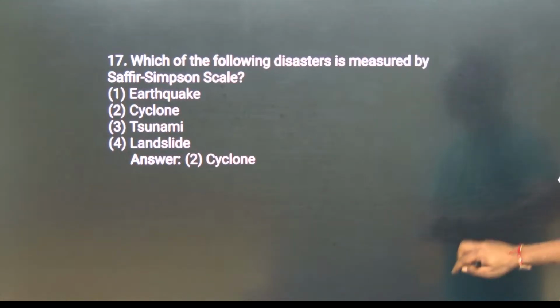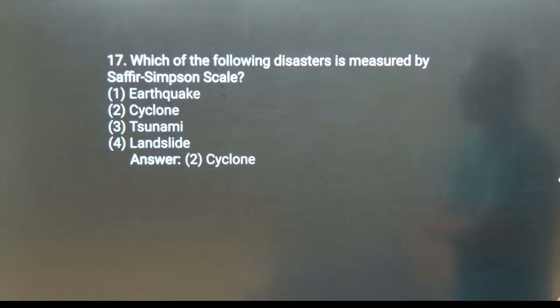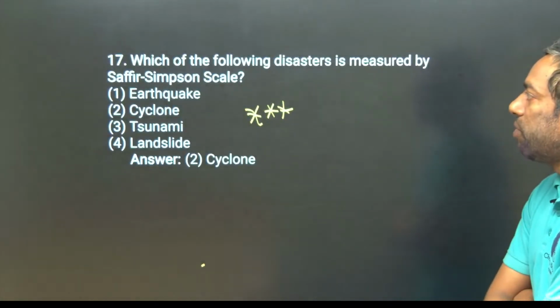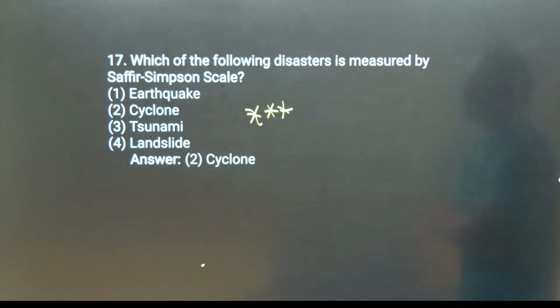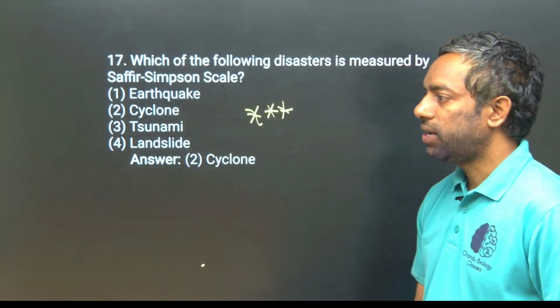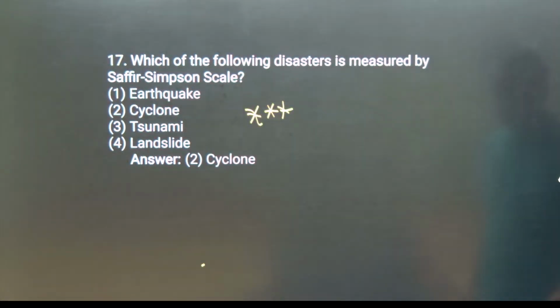Which of the following disasters is measured by the Saffir-Simpson scale? Cyclone. This is also most important for the coming exam, guys.